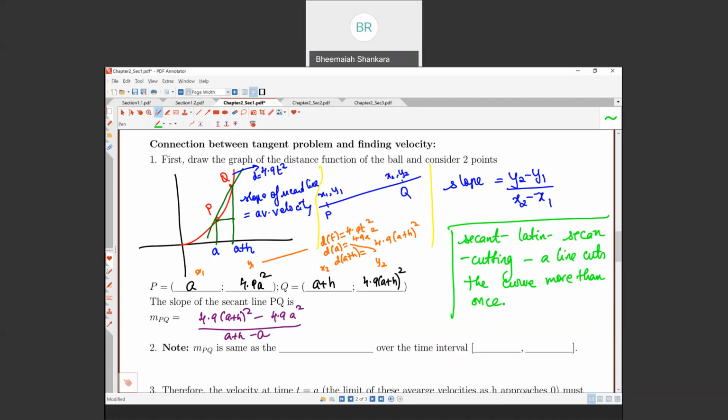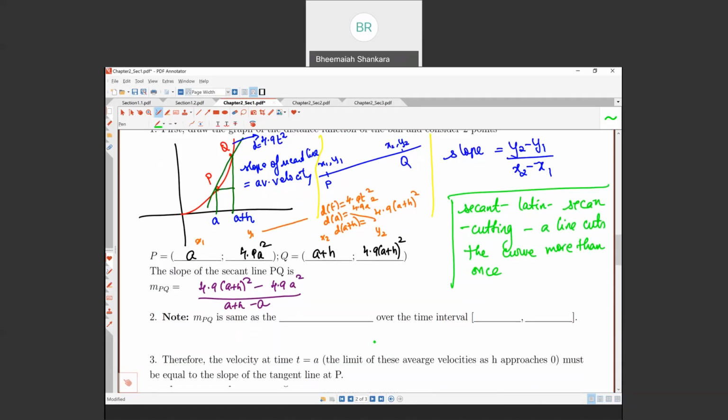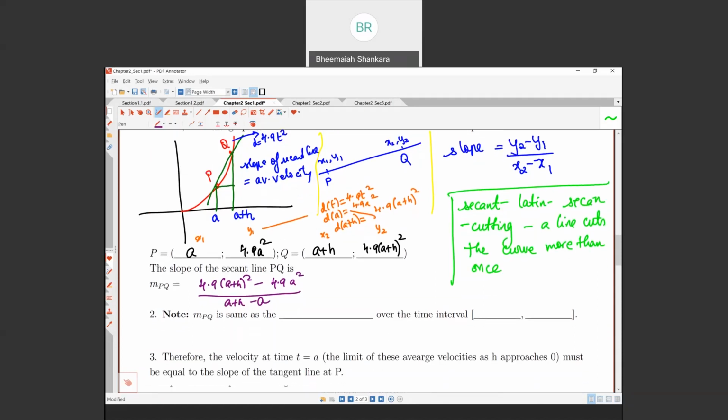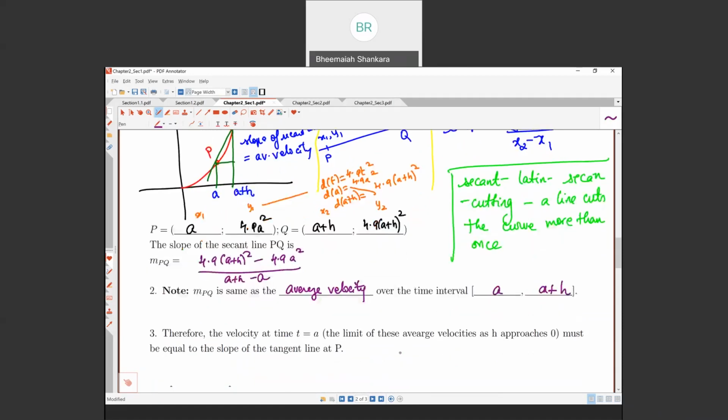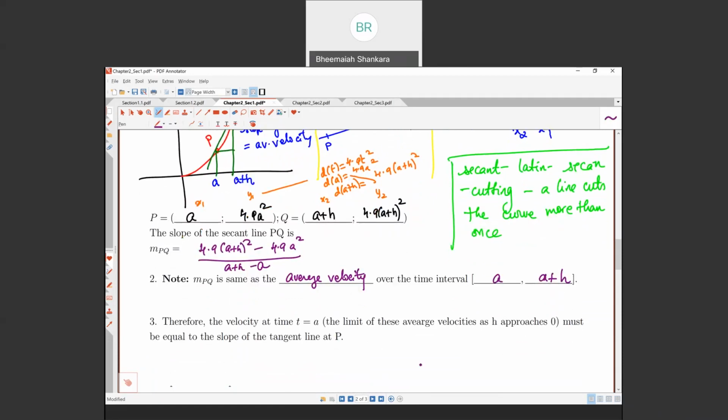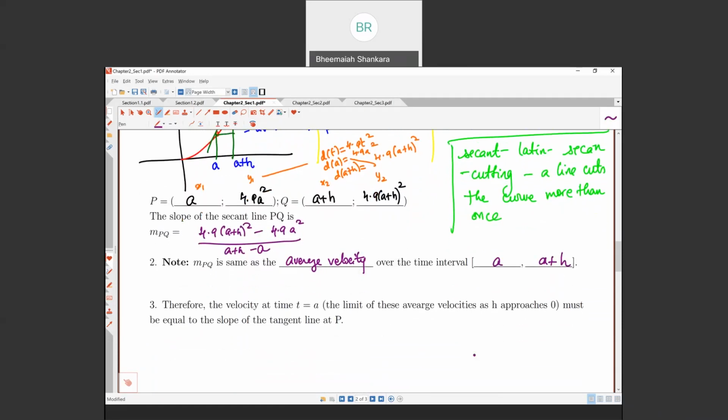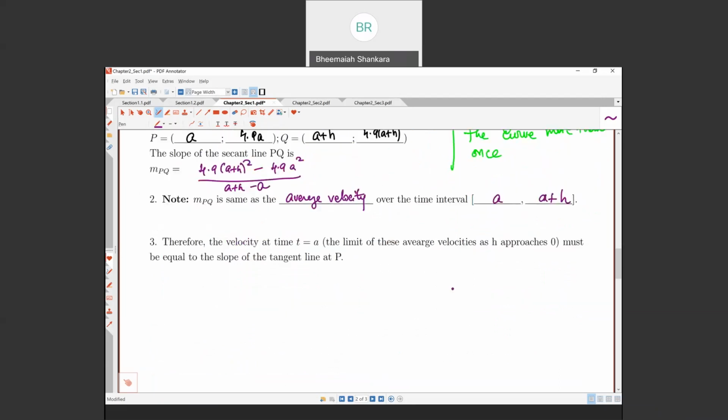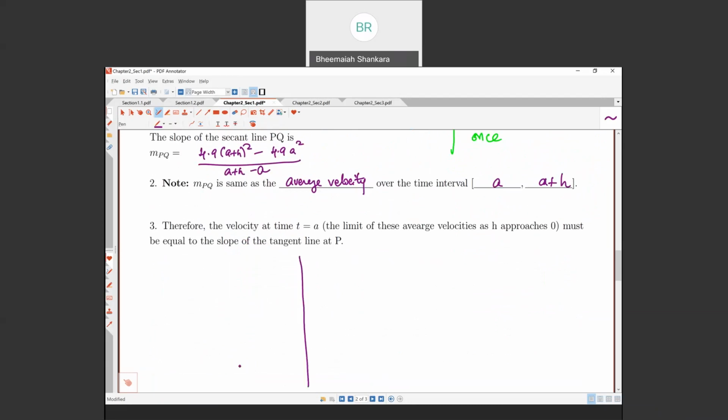So in the second note we have m PQ is same as the average velocity over the time interval a and a plus h. Therefore, the velocity at the time t equal to a, the limit of these average velocity as h approaches 0, must be equal to the slope of the tangent line at P. So we have the definition here.